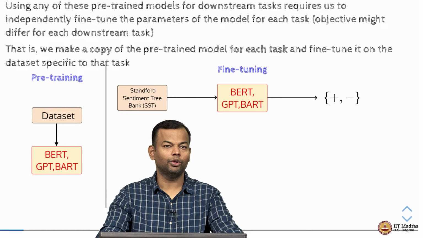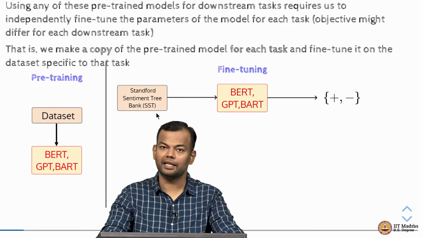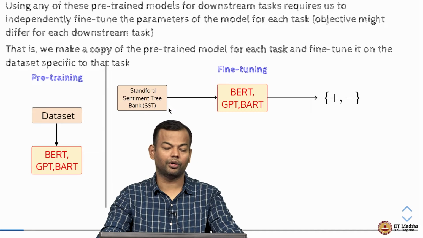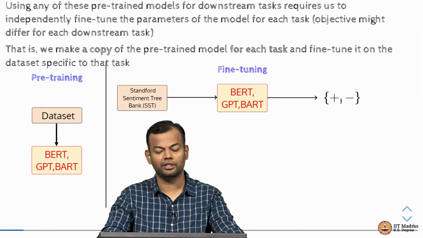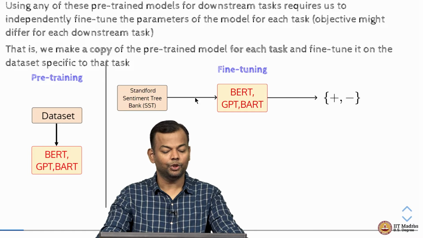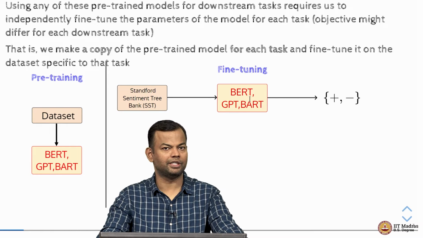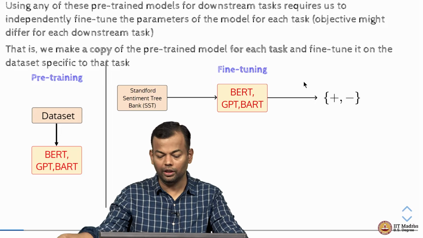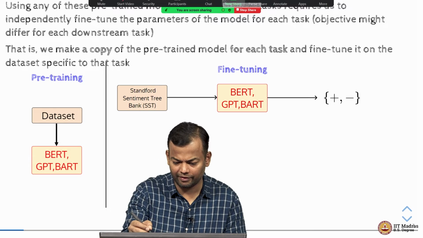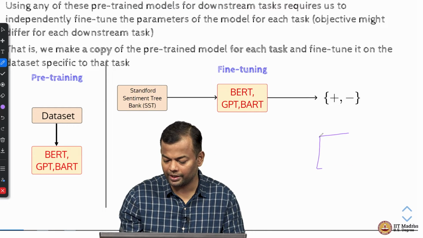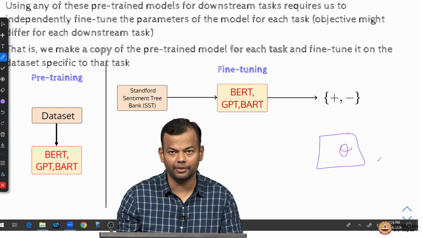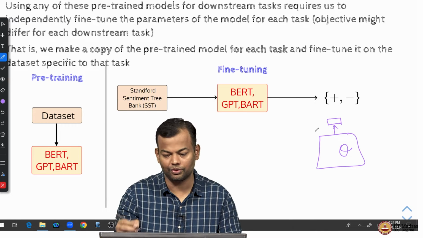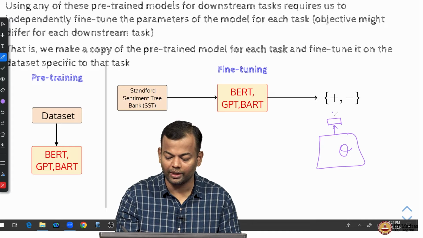Now if you want to use this model for, say, sentiment analysis, then you will take specific data for sentiment analysis, which would have positive and negative labels, and you would feed this data to your model, whichever is your favorite model. And then you will fine tune. You have this model, it has all the parameters, and now you want to predict plus or minus based on the output. You want to predict 1 or 0.